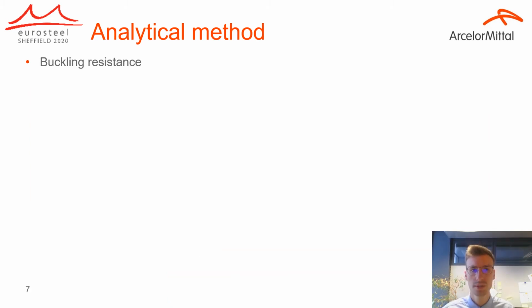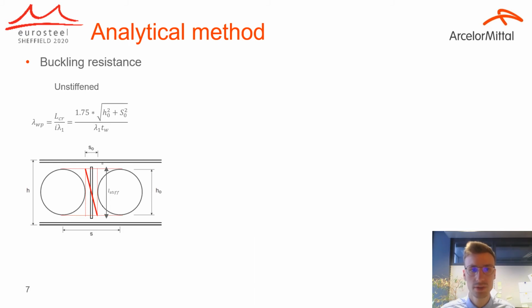So how did we do that? We considered the stiffener in the calculation of the slenderness of the web post. Here you can see the calculation formula of the slenderness of an unstiffened web post. It corresponds to this buckling length, which is the diagonal in red.